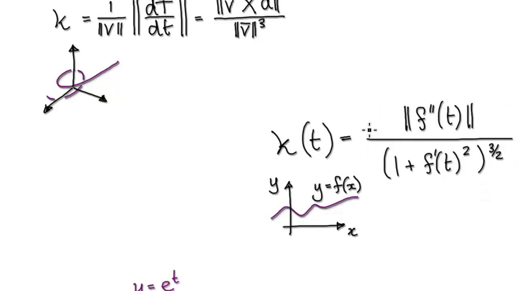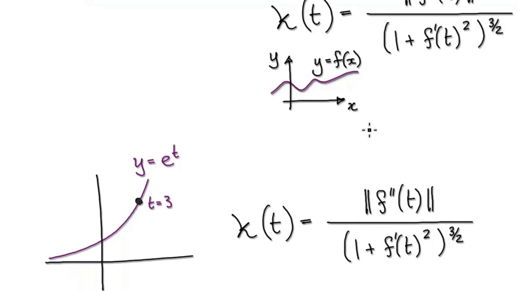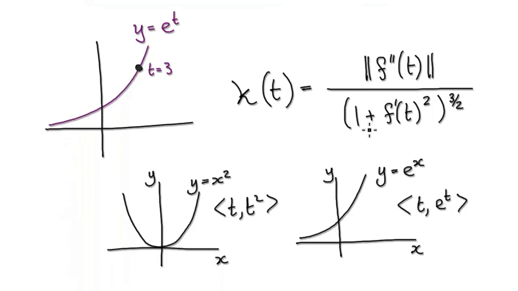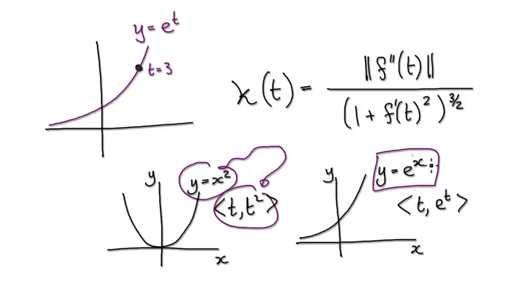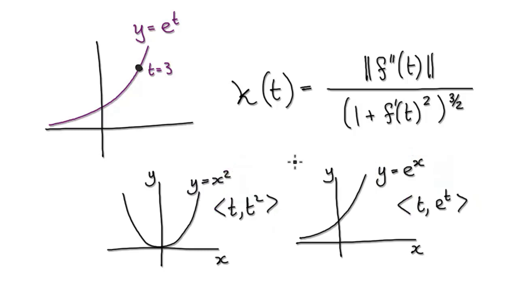So let me give you an example. Let's say you've got a graph of y equals e to the power of x. So remember, if you have any graph, you can always turn it into its parametric form. So even if you have y equals e to the power of x, you can always turn it into its parametric form.